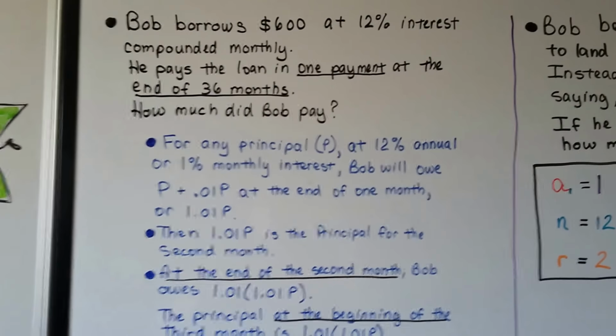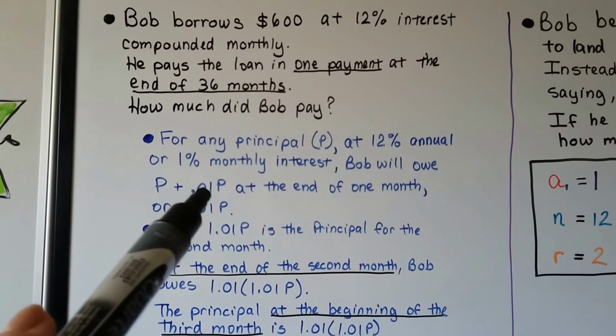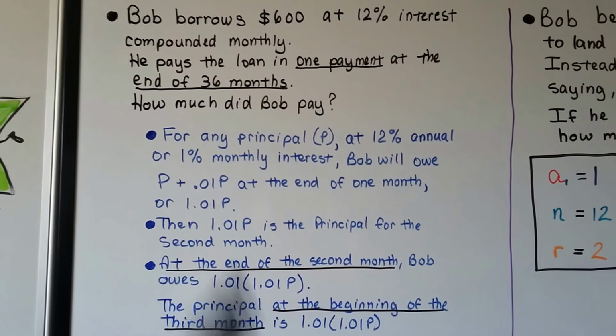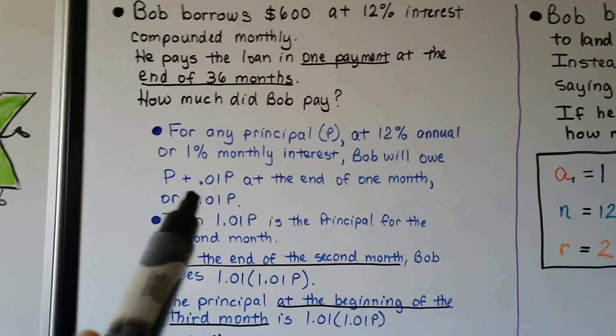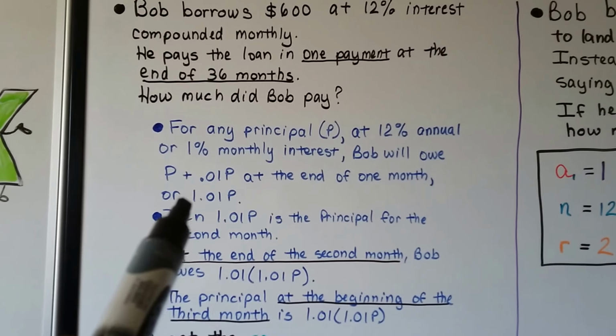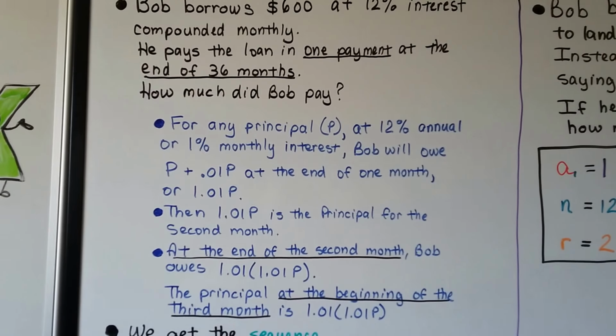Bob will owe P plus 0.01 P, because 1% is 0.01, right? So he's going to owe this at the end of 1 month, or we can write it as 1.01 P, okay?